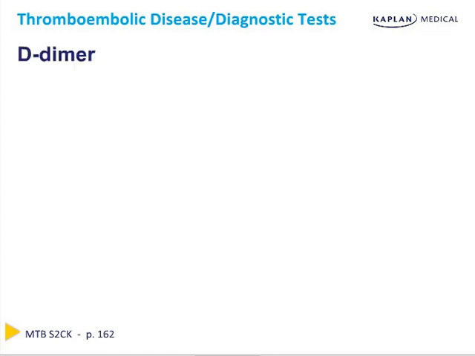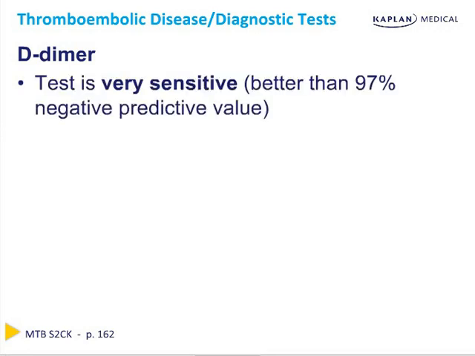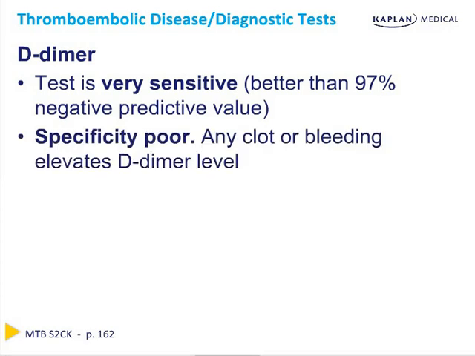One other diagnostic test that shows up frequently on step 2 is the D-dimer. This is a test that is extremely sensitive for PE or DVT. It has a better than 97% negative predictive value. In other words, if you have a DVT or a PE, you almost certainly will have an elevated D-dimer level. However, the specificity is extremely poor.